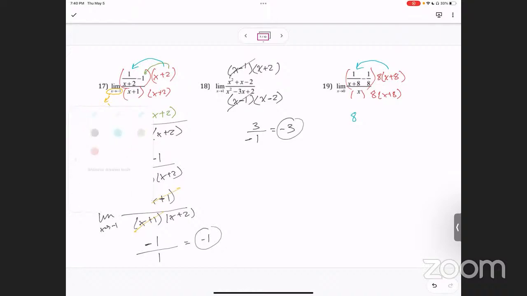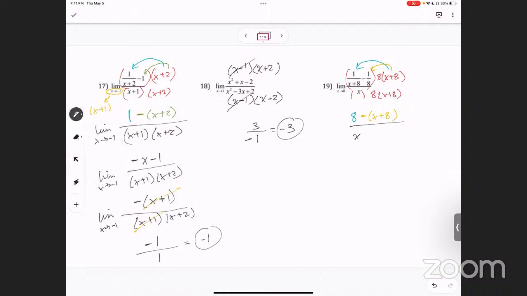And when I multiply this in here, it cancels out. So you're just going to be left with the 8s, the eights cancel out, right? Yeah, but don't forget the parentheses. Always keep the parentheses. And it's all over x times 8 times x plus 8, and it's the limit as x goes to 0 of that whole mess.